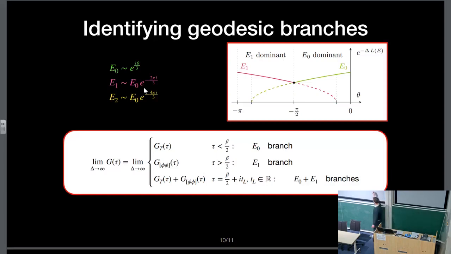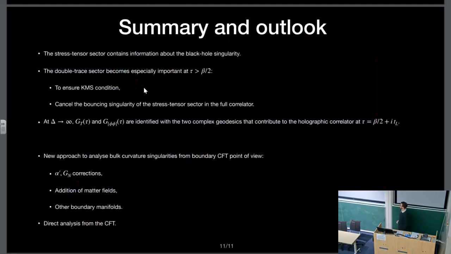And so what we see is that these two complex contributions to the geodesic that we saw in the geodesic analysis can have a nice interpretation in terms of sectors of the OPE decomposition at tau is 0. Okay, the summary.